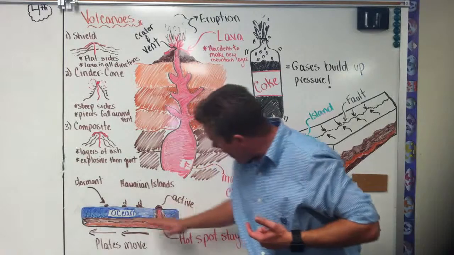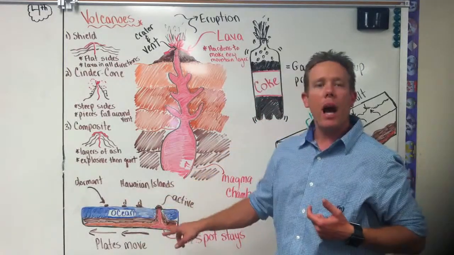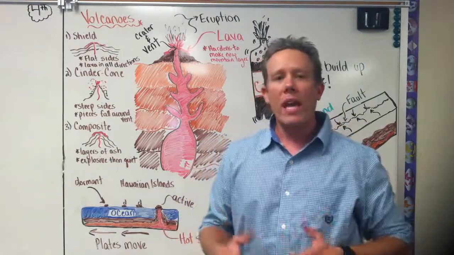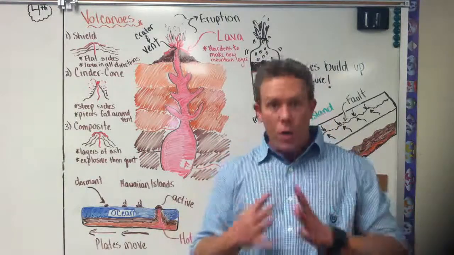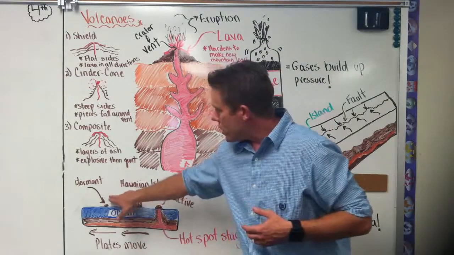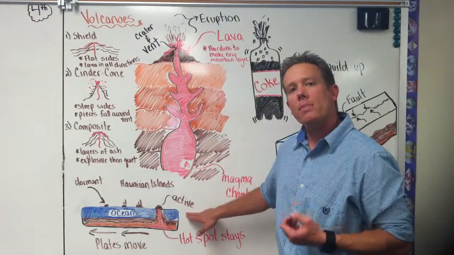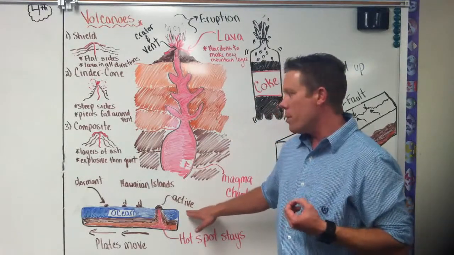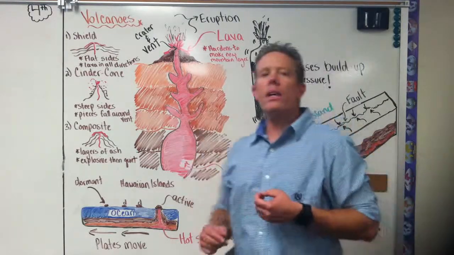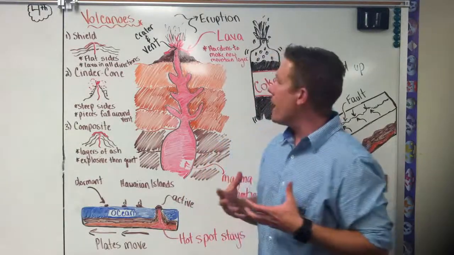You can see the plate moves that way over this little hot spot, and it keeps making islands all along the way. Now, if the volcano no longer has magma underneath it ready to explode, it's called a dormant volcano. So you can see this one's dormant, dormant, dormant, but this one, because the hot spot is still underneath, would be an active volcano.